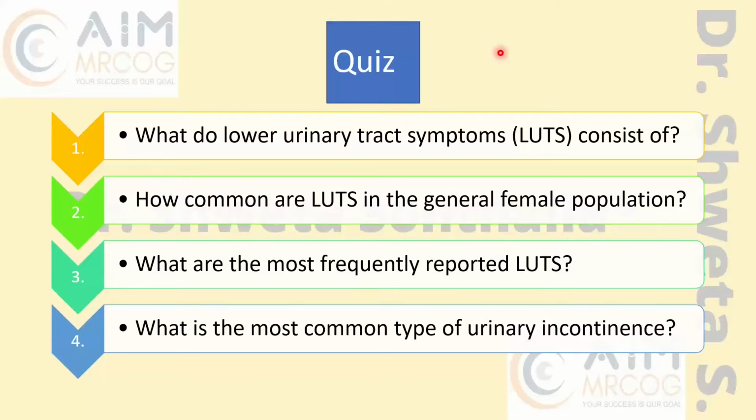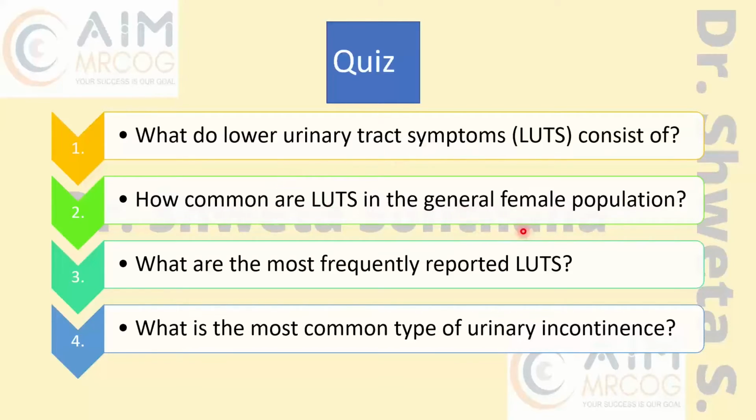Yes, anybody can read it. The first question: what do lower urinary tract symptoms consist of? The LUTS consist of storage symptoms, voiding symptoms, and post-voiding symptoms. Very good, Dr. Gopa. So these are the three things the LUTS consist of. So all this, urge incontinence, stress urinary incontinence, is part of what, according to you? Storage problems. Very good.